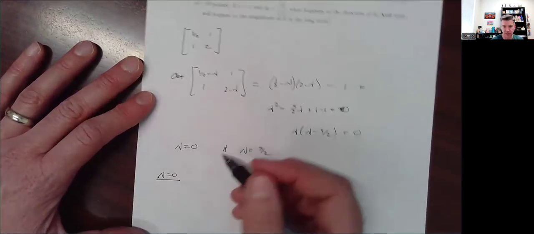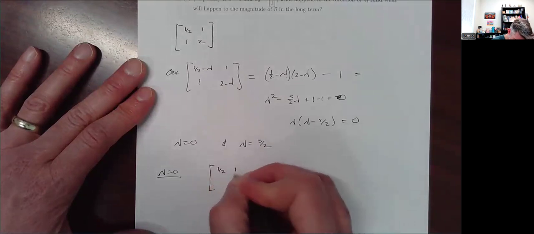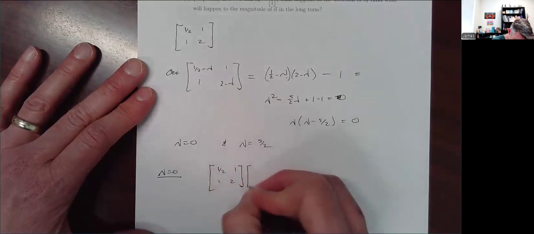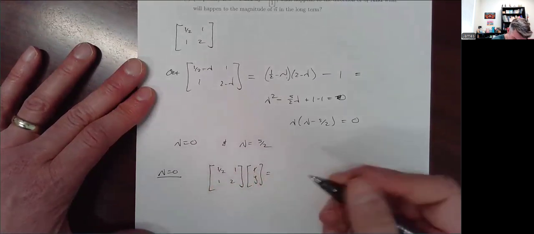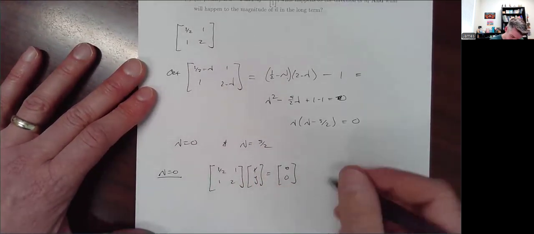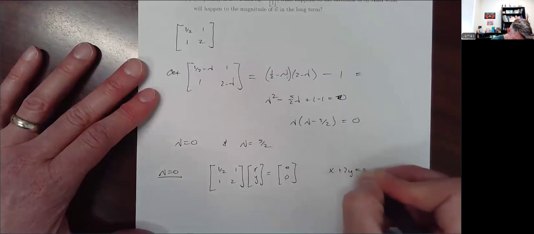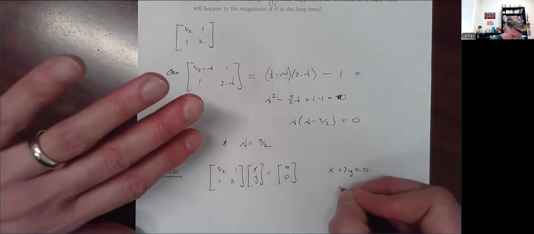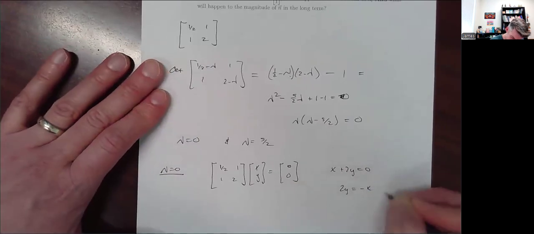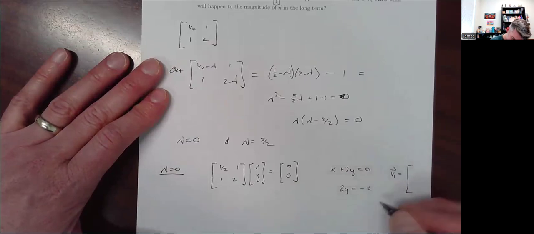For lambda equal to 0, which I guess makes sense, the eigenvector: 1/2, 1, 1, 2 times (x, y) equals 0 times (x, y), which is just (0, 0). Let's do the second row just because it's easier to deal with. 1x plus 2y equals 0. So you're getting 2y equals negative x. So x is going to equal 2, and y is going to equal negative 1.